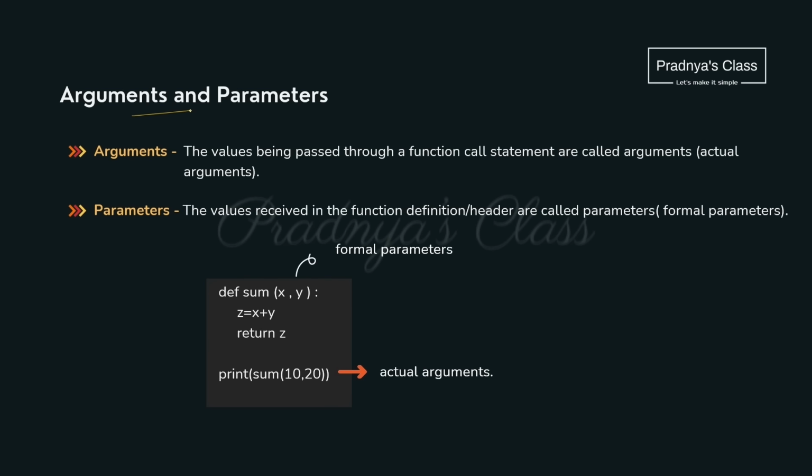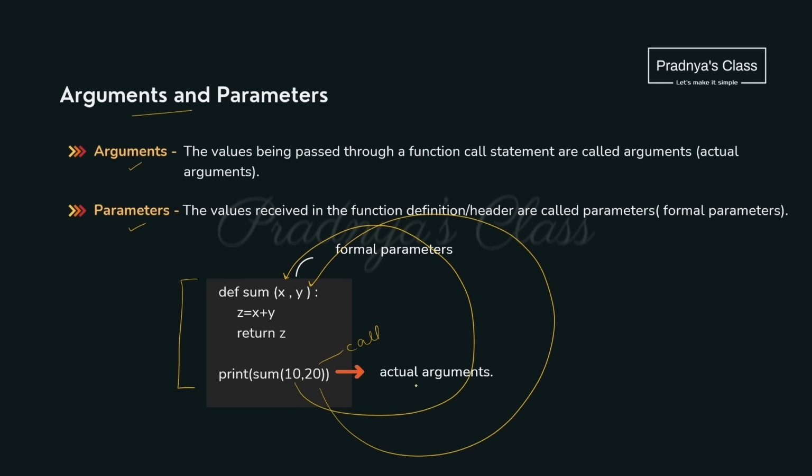Let's understand these two terms. First is argument and the second one is parameter. Look at one simple example for that. Here is the function call. When we pass the value from the function call to the user defined function, that values are called as arguments. It is also called as actual arguments. And the values which are received in the function definition are the parameters. It is also called as formal parameters. Generally, arguments and parameters words are used interchangeably, but we should know the difference between them.